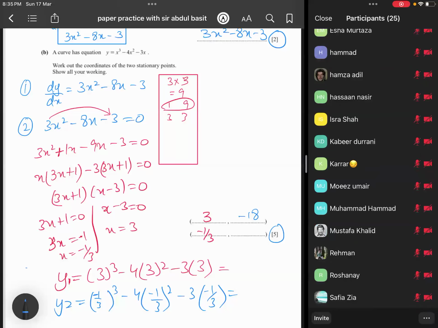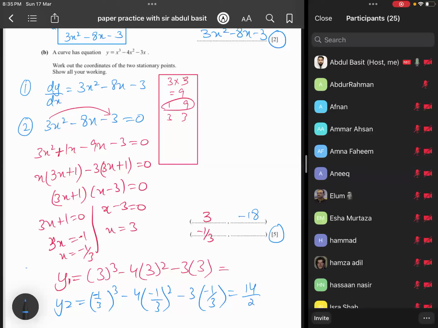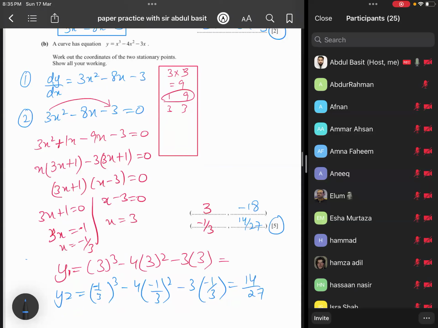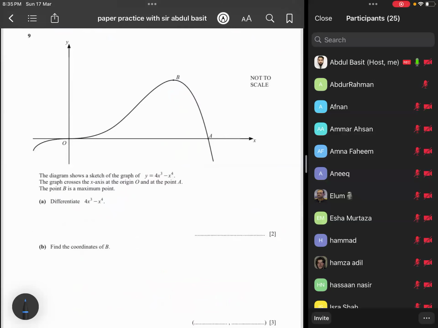Sir, 14 by 27. So just write 14 divided by 27. 5 marks हो गए बेटा. So derivative का question एक ये था, एक ये भी question है.